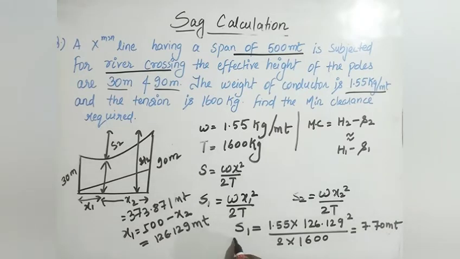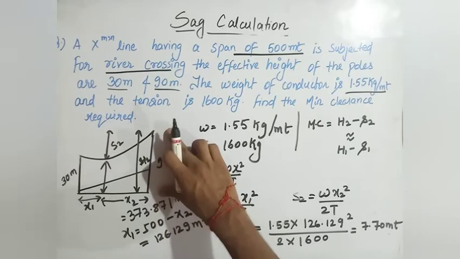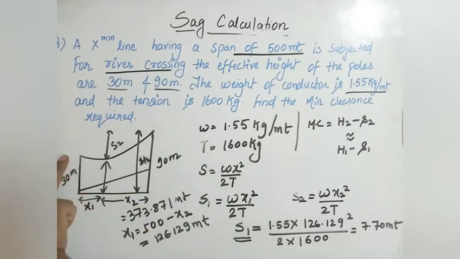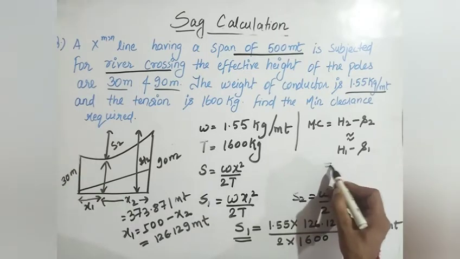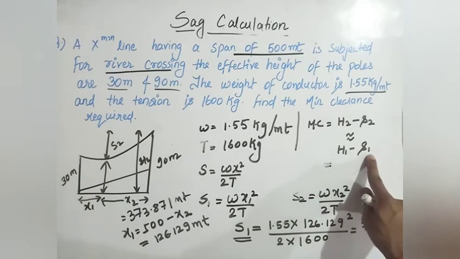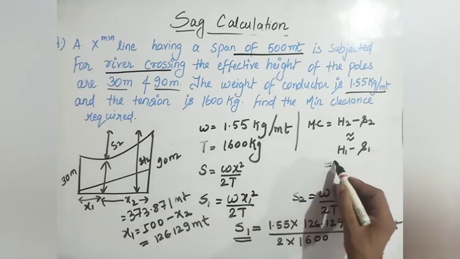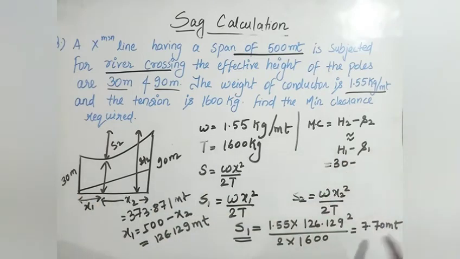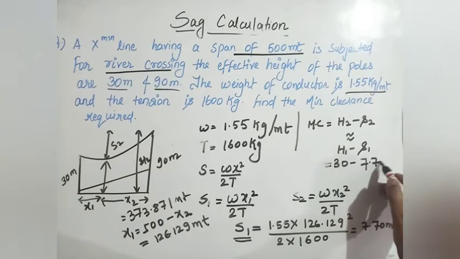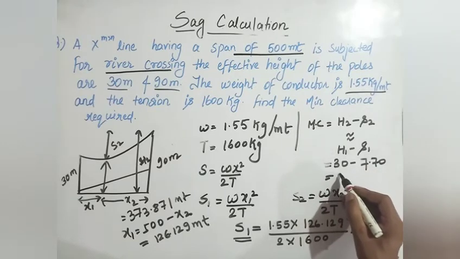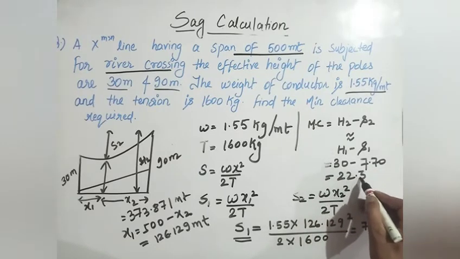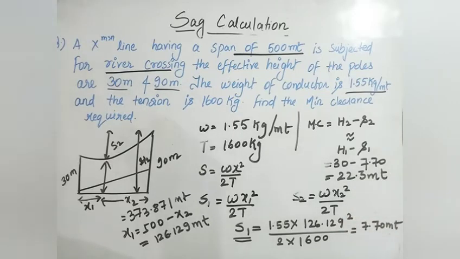So you got S1, you know the height of this support, that is 30 meter. Minimum clearance you will get H1 minus S1, that is 30 minus 7.70 meter, that is equal to 22.3 meter.